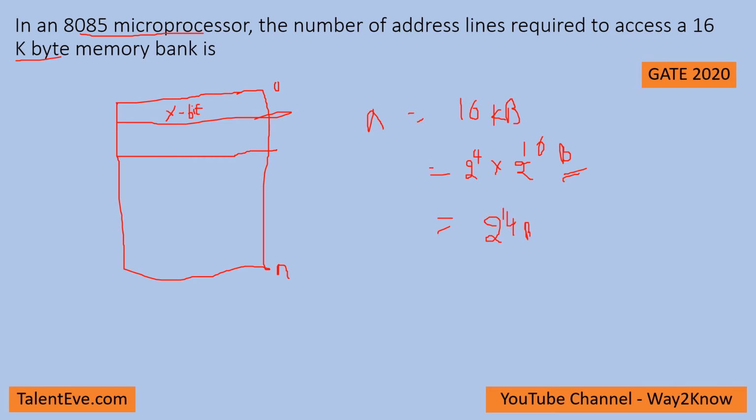So what is said here is there are 2 power 14 locations and each memory location has a byte of data. So that means the total number of bits that are required to access this address, or number of address bits that are required, are nothing but 14 bits. So this memory will be accessed using a 14-bit address bus.